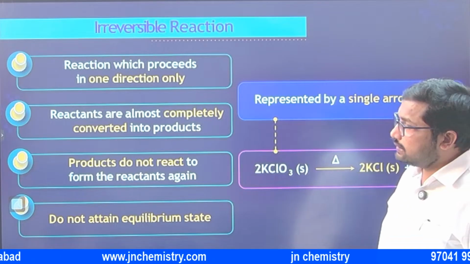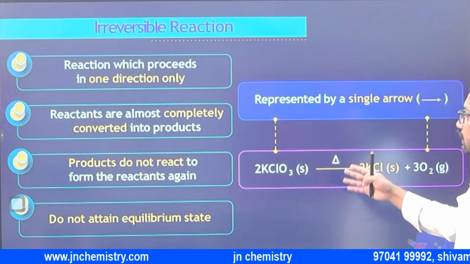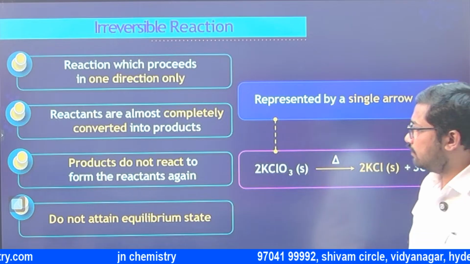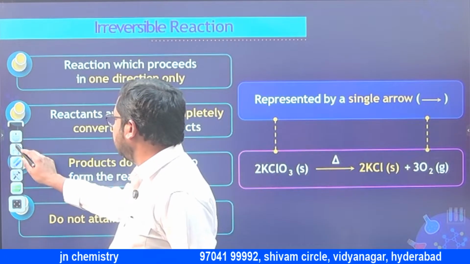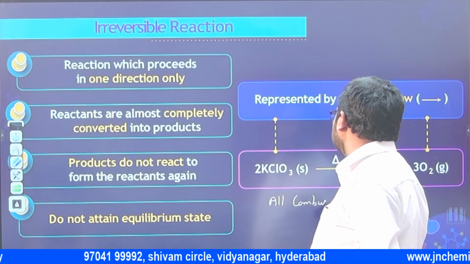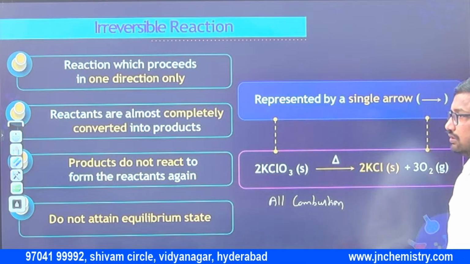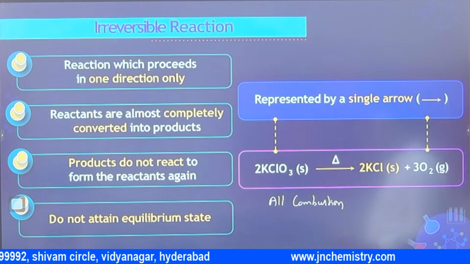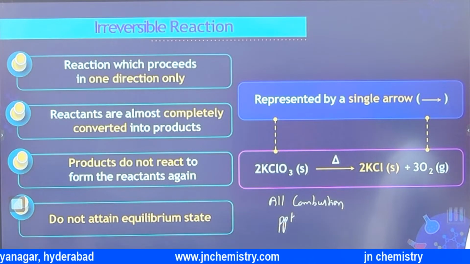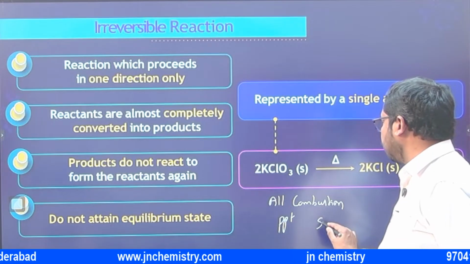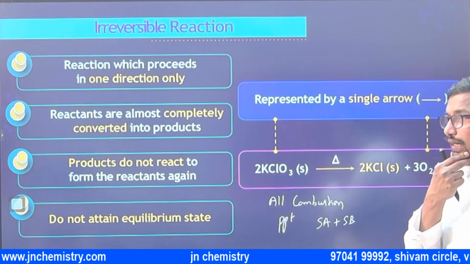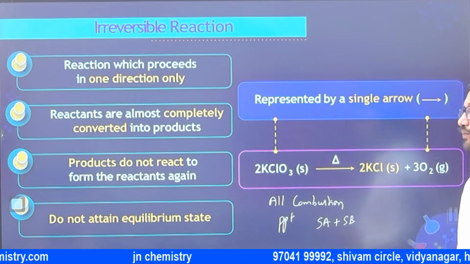Examples of irreversible reactions: along with the nitrogen one I gave you, write it down. All combustion reactions. Precipitation reactions. And the reaction between a strong acid and a strong base are also irreversible reactions. Got it?